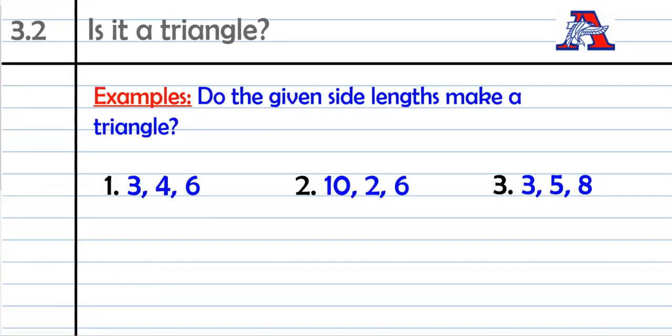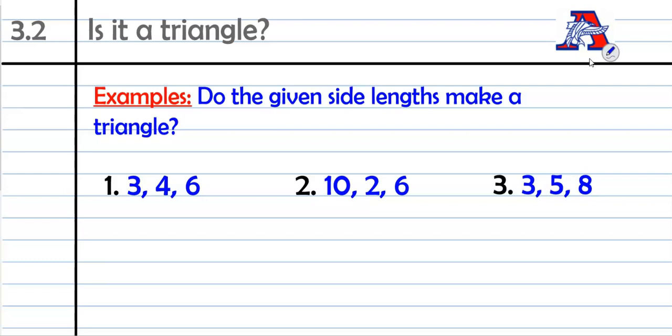Short plus middle has to be greater than long. So we're just going to dive into three examples, and then we'll be done with this one. For all three examples, and I would definitely write these down, it says, do the given side lengths make a triangle? Yes or no. Now, don't just say yes or no. We have to show some work. We have to show some proof here.